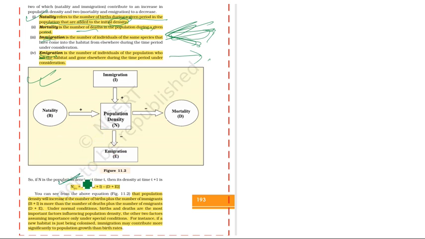Now this formula also we discussed. Now see what it tells: the population density will increase if the number of births plus the number of immigrants is more than the number of deaths plus the number of emigrants. So under normal conditions, what will happen? Birth and death are the most important factors influencing population density.